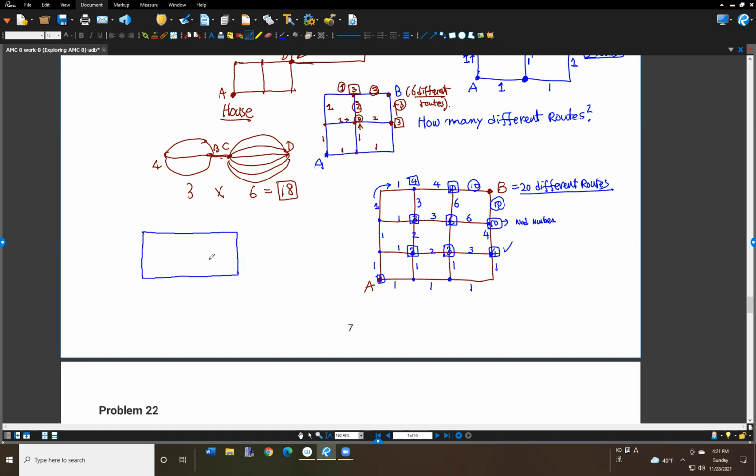Only this one. After that, we go next. We have, what is that? 2 by 3. This is point A. This is point B. Okay, find out the number of different routes. Okay, try this one more time.